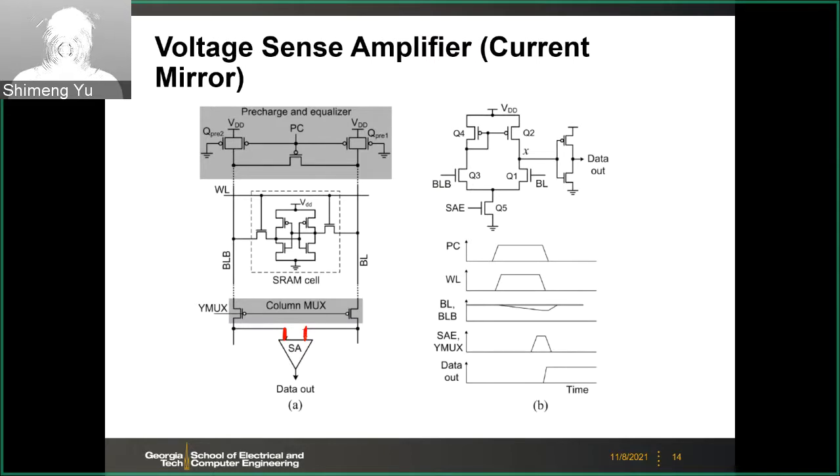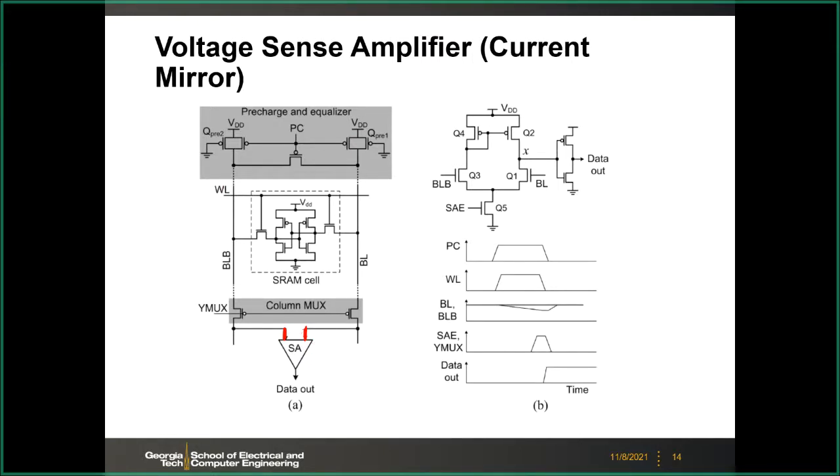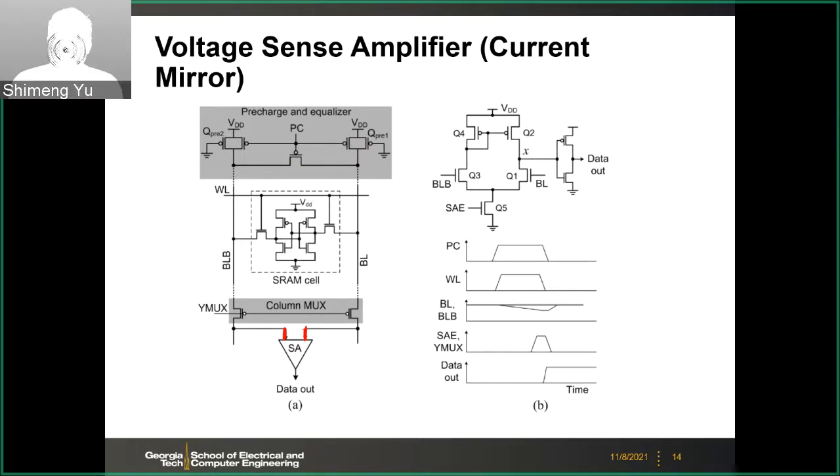So you need some reference as another input to the sense amplifier. It's always differential input. You need some reference. SRAM provides you the reference naturally because it has bit line bar. But the other memories, like the DRAM, as we discussed before, you only have 1 bit line. Then where does the other bit line come from?